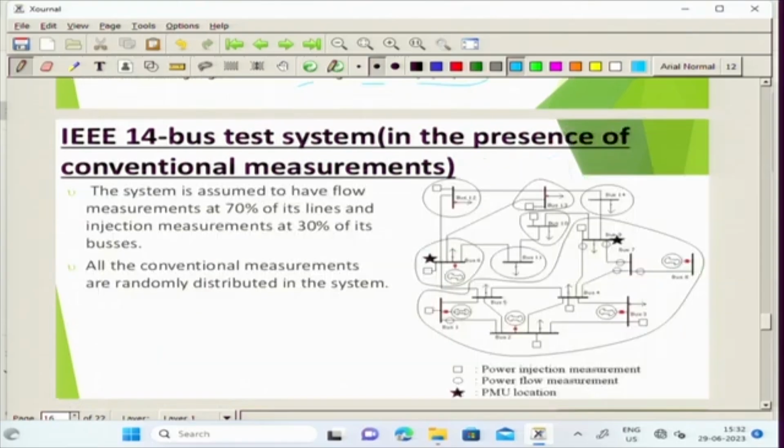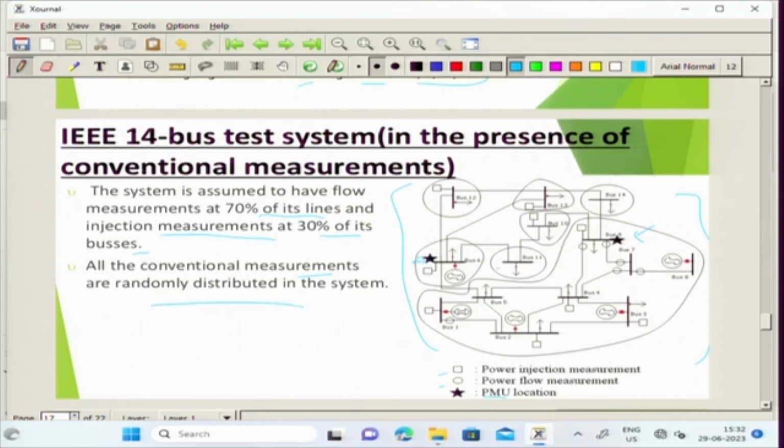So, IEEE 14 bus test system in the presence of conventional measurements. This is the IEEE 14 bus system. You see that there are two PMU locations that we have considered here, and there is a power injection measurement and power flow measurement. The system is assumed to have flow measurements at 70% of its lines and injection measurements at 30% of its buses. All the conventional measurements are randomly distributed in the system.